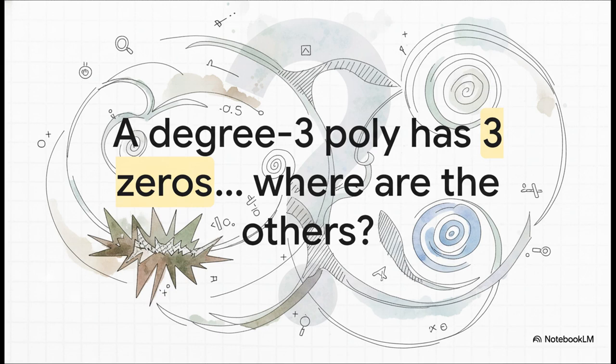So here's the mystery we're tackling. You've got a polynomial, right? And its degree is supposed to tell you exactly how many solutions there are. But sometimes you go looking and you can only find one. Where did the others go? Well, they're the elusive, irrational, and imaginary zeros, and today we're gonna hunt them down.